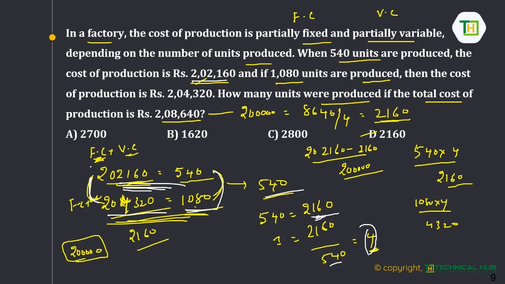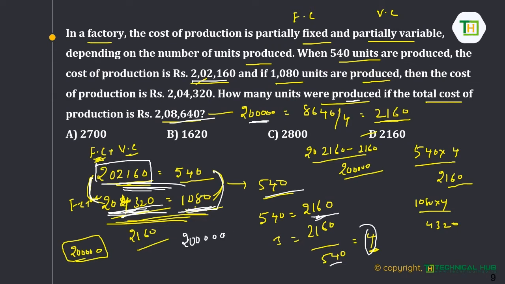Okay. So if we subtract 2160 from this value, then you will get the fixed charges. Or you have to calculate the 1080 units variable charges and subtract from this value, then you will get the fixed charges. So finally you will get the fixed charges here, 2 lakhs rupees. But what is being asked here? How many units were produced if the total cost is 2 lakhs 8640? Out of 2 lakhs 8640, 2 lakhs are fixed charges.